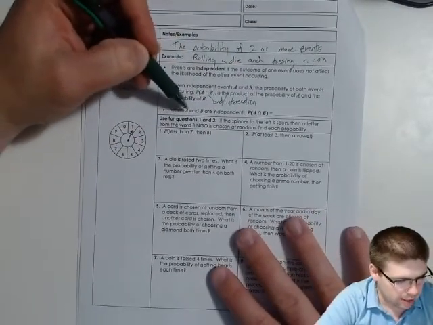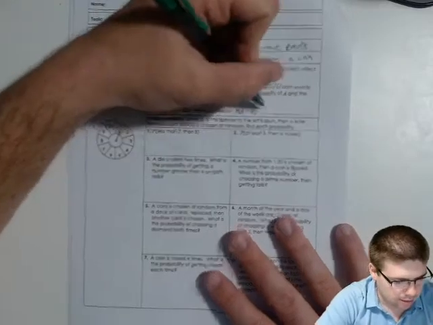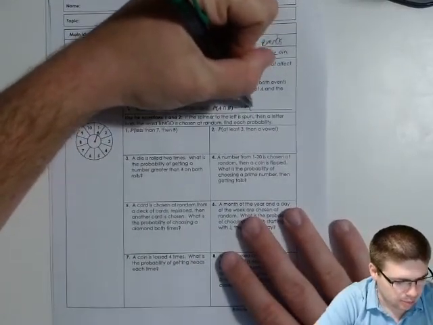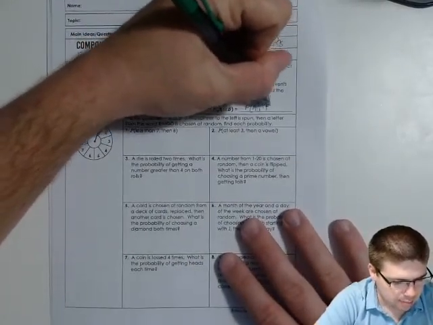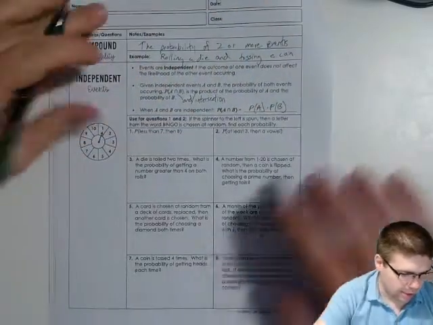So when A and B are independent, the probability of A intersect B is equal to the probability of A times the probability of B. We can just multiply those together.